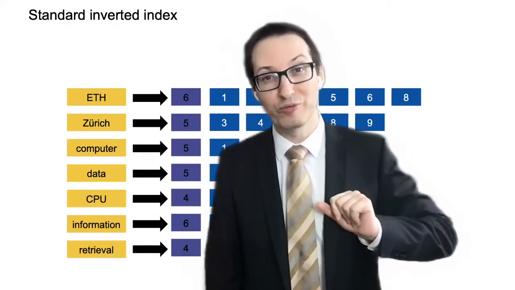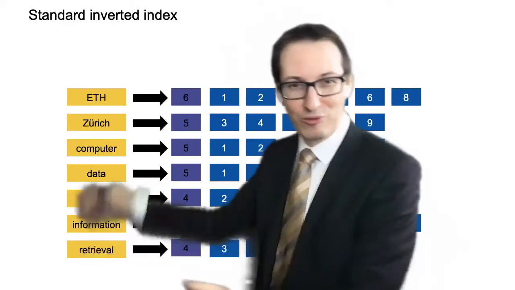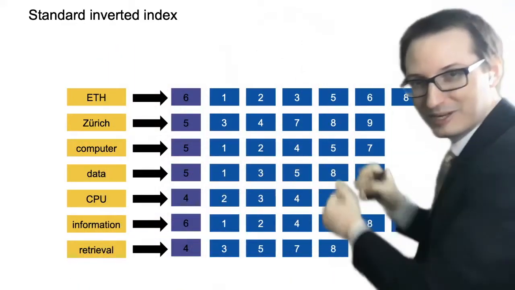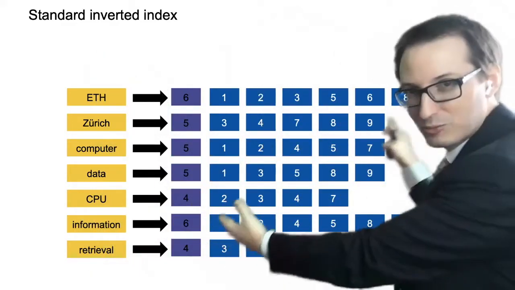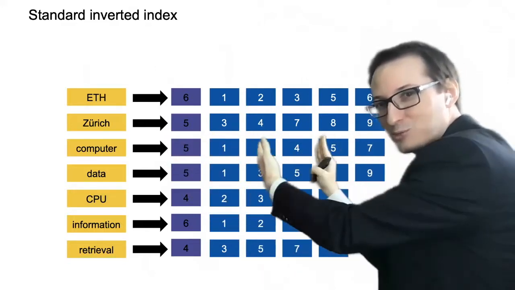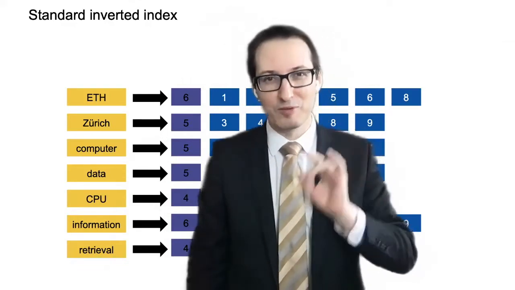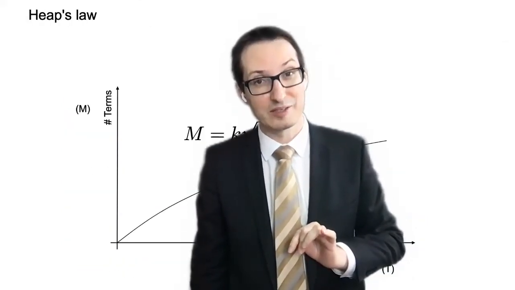There will be two phases in what we are going to do. It's going to be methodical. First, we are going to compress this, and then we are going to compress that. So first, the dictionary, so the terms, and second, we are going to squeeze the postings lists like that. But before we did it, we looked into statistics, and I gave you two laws, Heaps' law and Zipf's law.